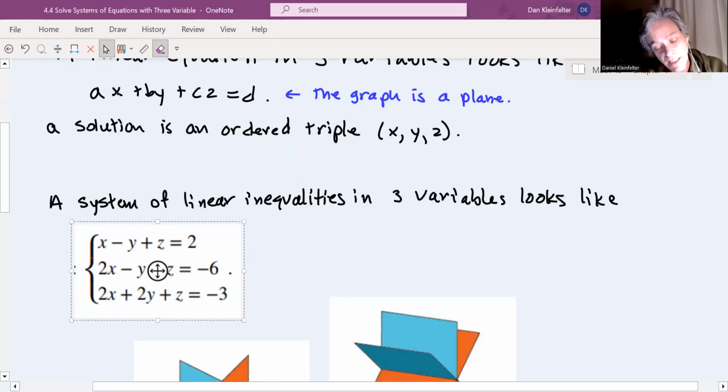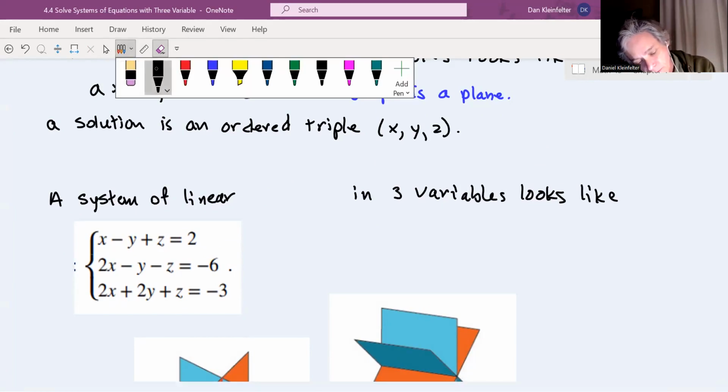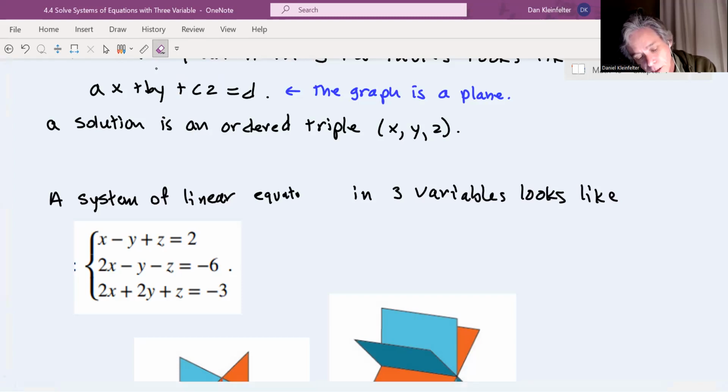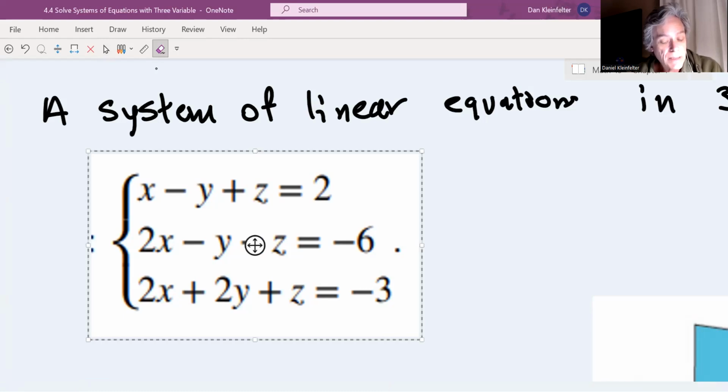So a system of linear equations in three variables looks like this. For example, x minus y plus z is 2, 2x minus y minus z is negative 6, 2x plus 2y plus z is negative 3. So three equations with three variables in there.